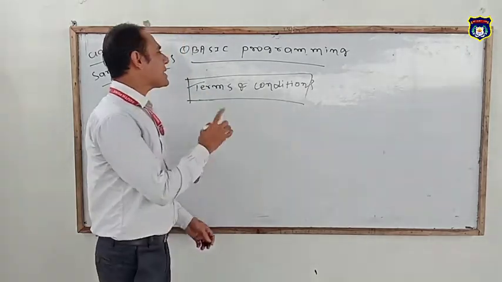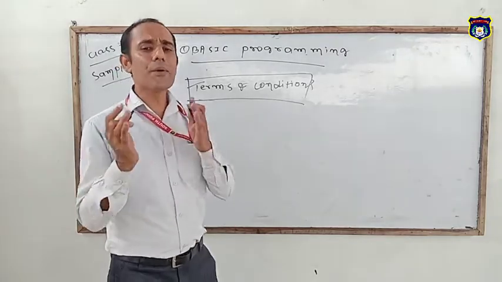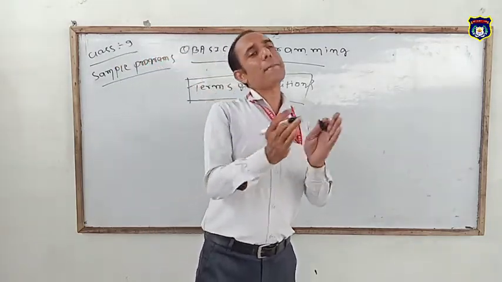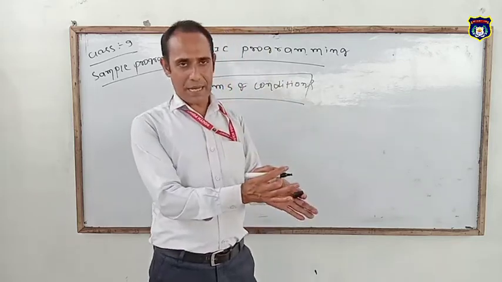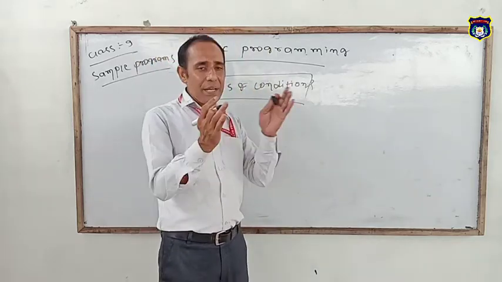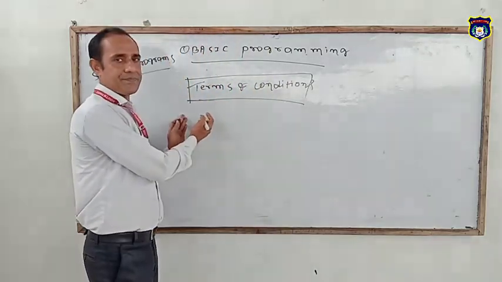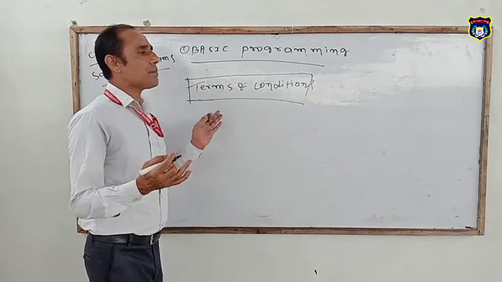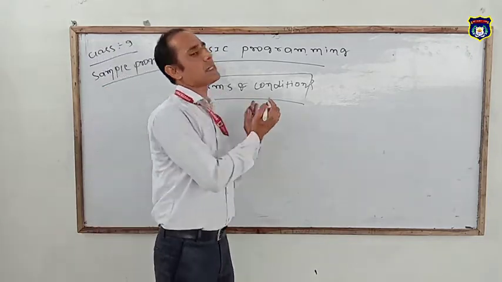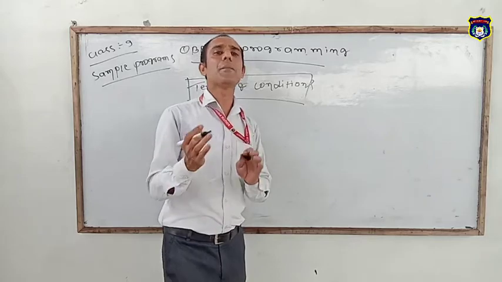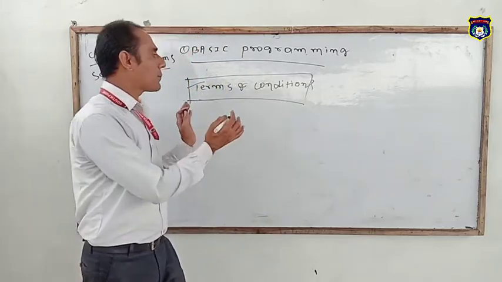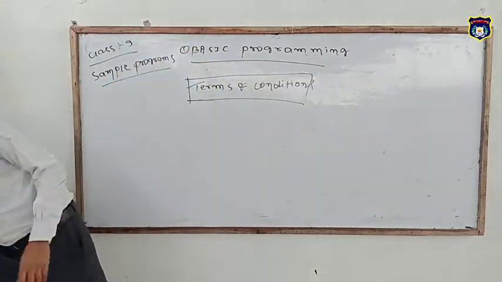First of all, when we write a QBasic program, it will compile. That means it will interpret, communicate and give you the results. First of all, we are going to take a simple program. How does the program work? How to write the code of the program? Now start.